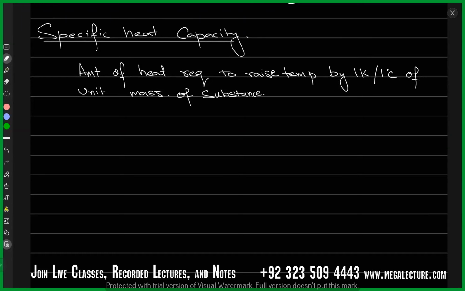So if we're assigning this just one new variable of unit mass, then mathematically, can you tell me what would be the mathematical expression for the specific heat capacity? I'll use a small c for specific heat capacity, right? So I'll write here, small c.